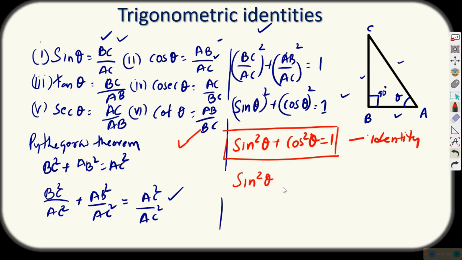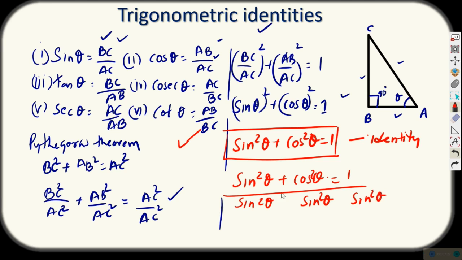We will write sine square theta plus cos square theta is equal to 1. If you divide the whole equation with sine square theta, to eliminate 1, here also sine square theta, here also sine square theta. So dividing the whole with sine square theta, naturally what will happen? This will get cancelled, correct? And cos square theta upon sine square theta stands as cot square theta. This is equal to 1. 1 plus cot square theta, we got the answer as 1 upon sine square theta.